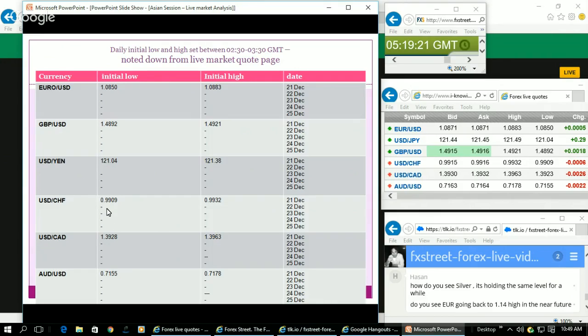Then in the case of CHF, 99.09 is the low and 99.32 is the high. They have not breached the low or the high. Only in the case of USD yen did they breach the high. And in the case of the Canadian dollar, they breached the low: 1.3928 is the initial low, and 1.3923 is the current low. They just made a brief downward stop of about 5 pips, and then they started gaining the level above the initial low.